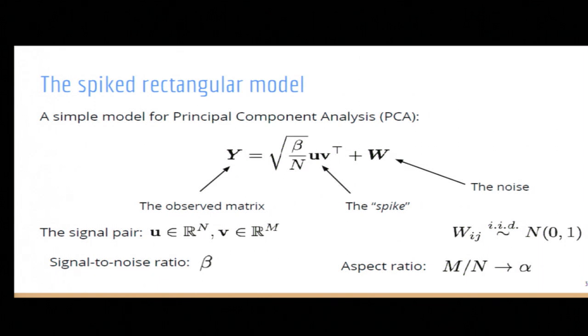And since the matrix is rectangular, I'm going to assume that the number of columns over the number of rows goes to a certain constant alpha. So this is the high-dimensional limit, which is the most non-trivial one in this case.